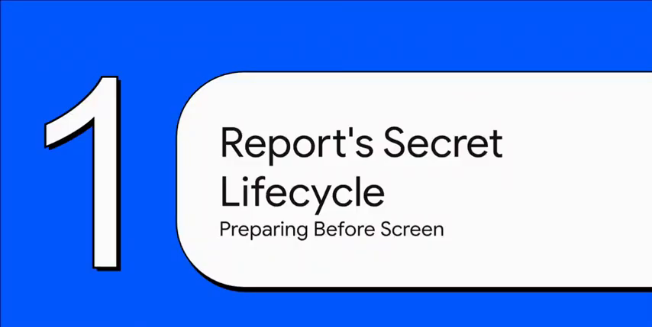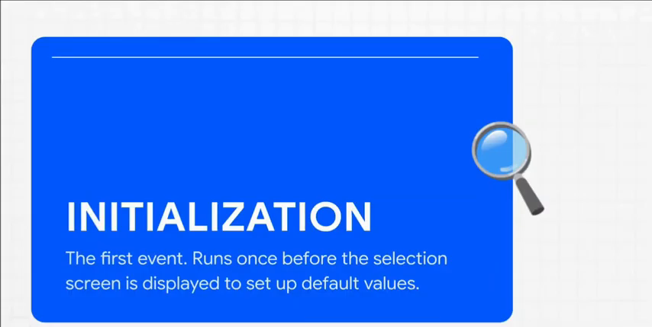First up, we have Phase 1, the preparation. Think about it. A lot has to happen before you even see that familiar selection screen pop up. So what's going on behind the scenes? This is where the initialization event comes into play. It's literally the first thing that happens. It's your one and only chance to set the stage. Get all your props in order by setting up default values for your parameters.